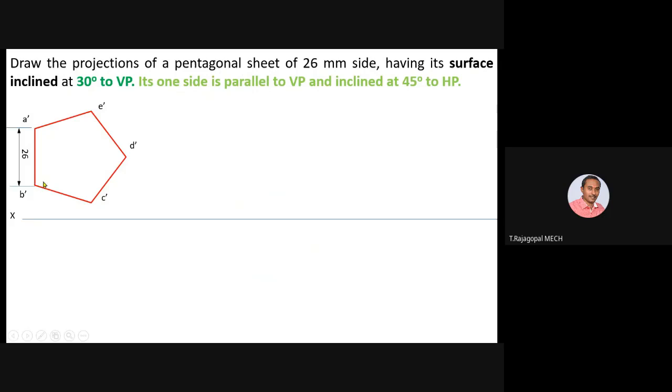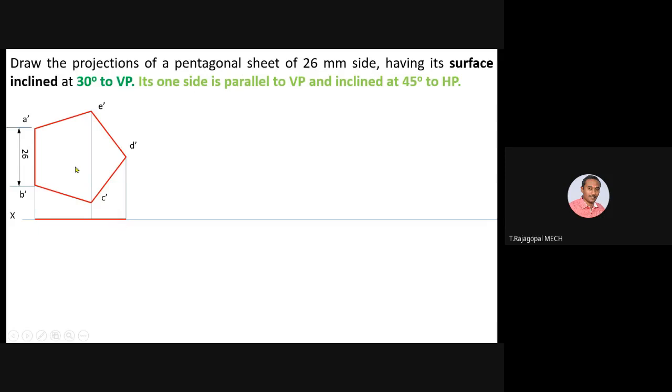In the simple position, first we concluded the front view. From the front view, you have to identify the top view. For identifying the top view, extend the projectors from all the corners, from A dash, B dash, E dash, C dash, D dash. Extend the projectors from all the corners. Now complete the top view.